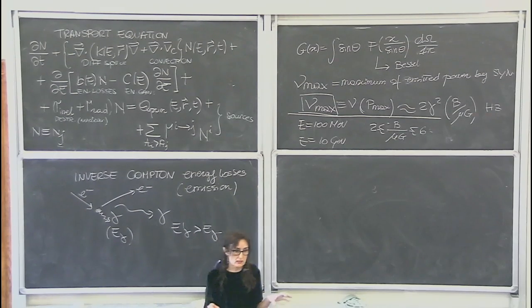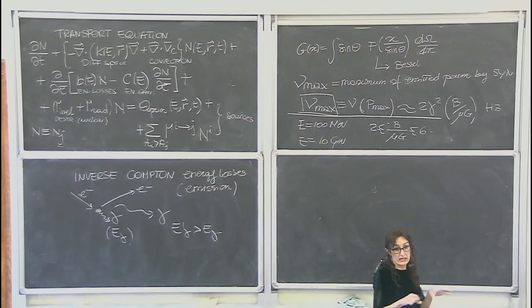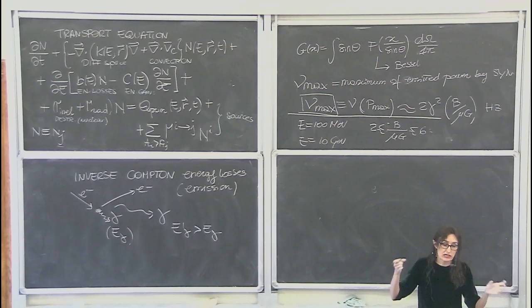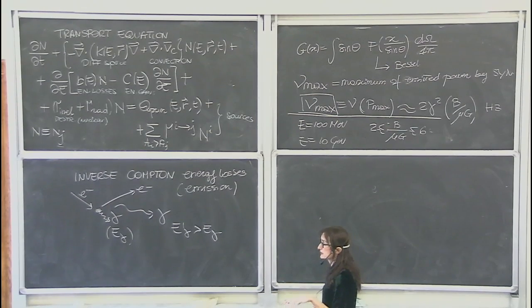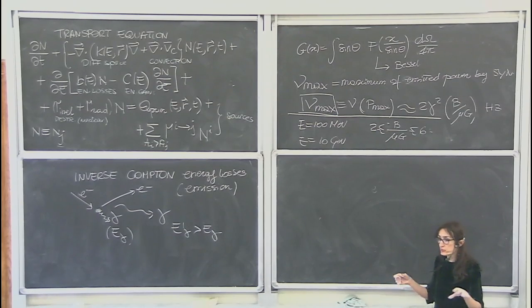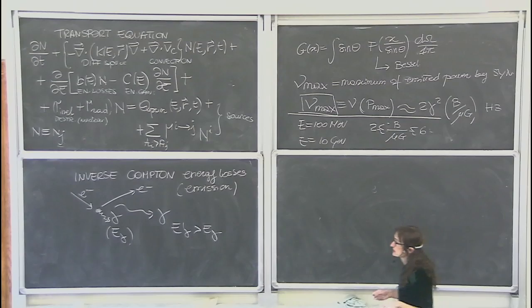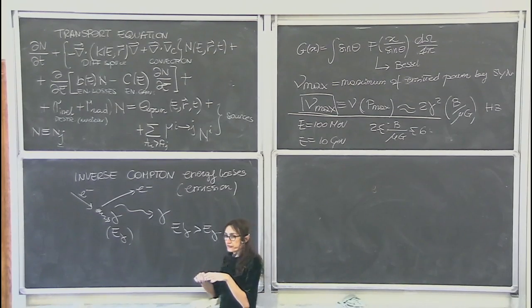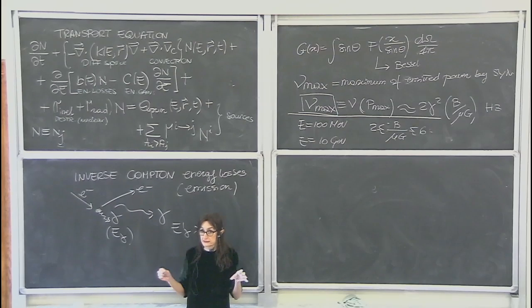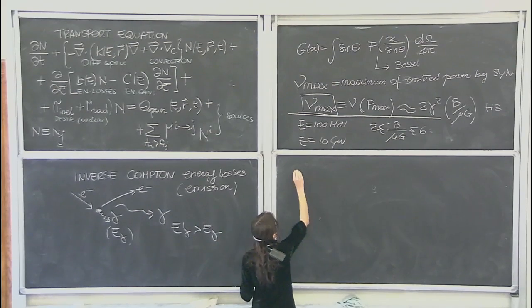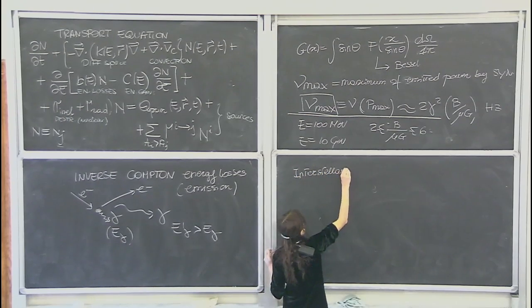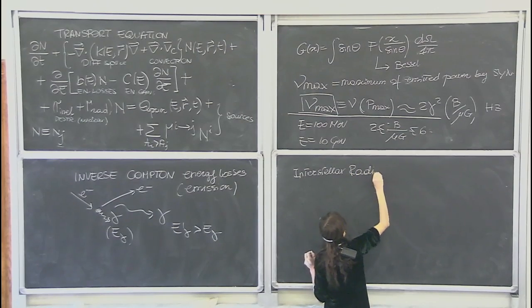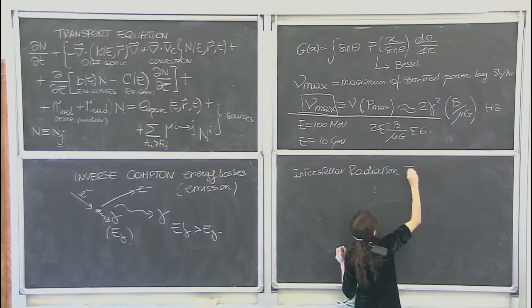So the point is that we have relativistic electrons. These are electrons accelerated by first-order Fermi shocks, for example, that travel in the galaxy and encounter populations of photons. This bath of photons, that is the target for these electrons, is called the interstellar radiation field.